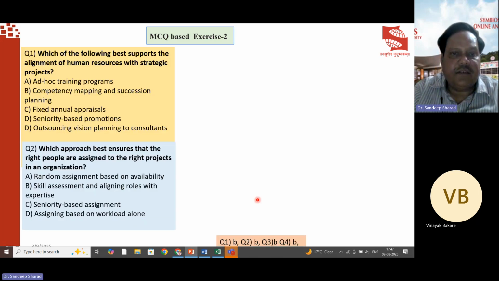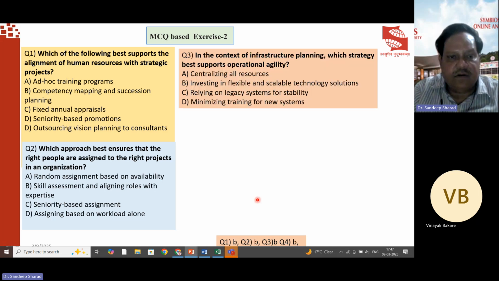Which of the following is the best support that aligns the human resource with the strategic projects? Competency mapping and succession planning. Which approach best ensures that the right people are assigned to the right project in the organization? Skill assessment and aligning the role resources.